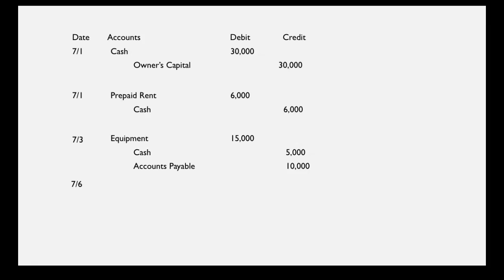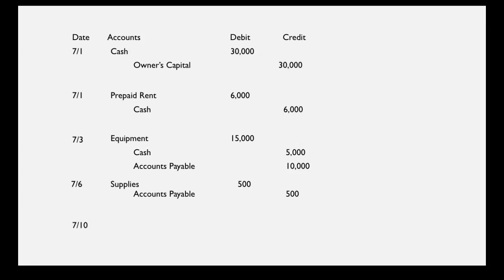Now July 6th, we buy $500 of supplies on account. So we're purchasing supplies. We're purchasing paper, pencils, think of it as office supplies. So our supplies account has to increase. So we debit that supplies account by 500. And how did we pay for these supplies? Well, it tells us that we bought them on account. And whenever we see on account, we can be thinking accounts payable. So we credit accounts payable for 500.